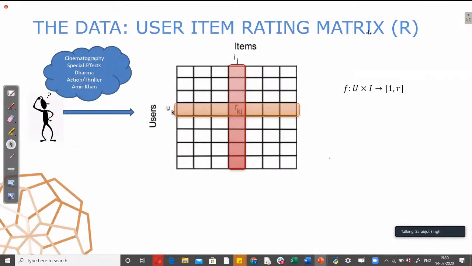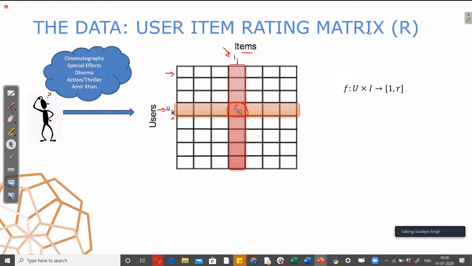So what are we really saying here? Our data set looks like a matrix. You have rows that represent users, so here we have user UK, and columns that represent items. Here we have item IJ. And at the cross section of this column and this user, we have the rating given by user K to item IJ.